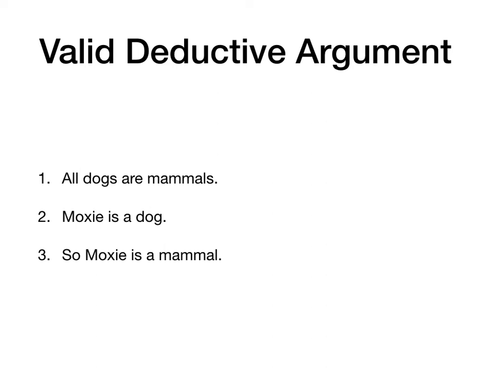Here's a valid deductive argument. It's a really boring one, but whatever. All dogs are mammals. Moxie is a dog, so Moxie is a mammal, right? If it is really true that all dogs are in fact mammals, every single dog is a mammal, by definition a dog is a mammal, right? And Moxie is a dog, then Moxie must also be a mammal, right? I should probably give you guys a picture. Moxie is actually a dog. Moxie's my dog. Just a little Beagle Jack Russell mix, right? This is a valid deductive argument.